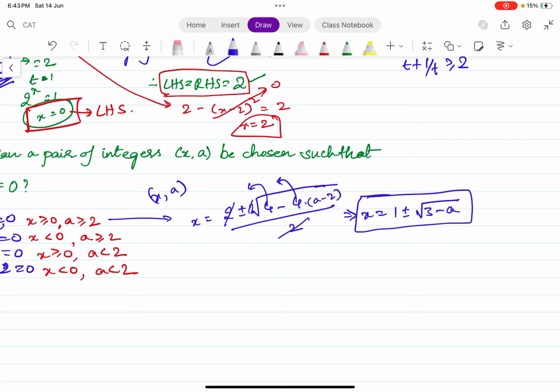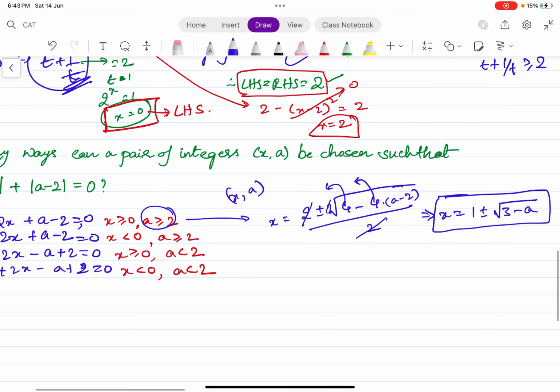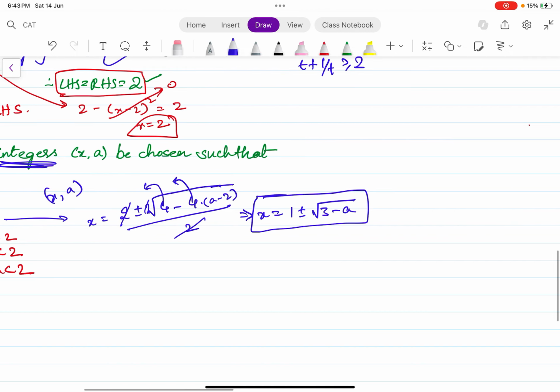So it is important to note that a is greater than or equal to 2, and they're asking only for integers. What is the value of a here? a is equal to 2 and 3, because it cannot exceed 3, as this function will become complex, with conjugate numbers. Therefore, what is the value of x for these corresponding values? Let me take a equal to 2. If I take a equal to 2, this square root becomes 1. Therefore the values of x would become 2 comma 0 for a equal to 2.